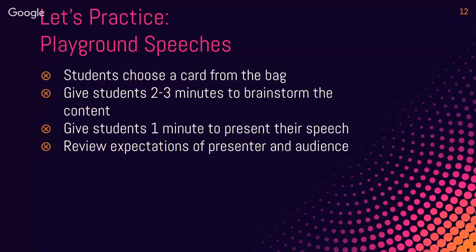So, playground speeches, let's practice. Students choose a card from the bag. You would give students 2 to 3 minutes to brainstorm the content. And that would also take you modeling, walking around, monitoring, and making sure of what they are brainstorming, kind of keeping them on track. Again, at the onset, you would be doing this in front. So it's model, model, model, and then let's start to release. And then students get a minute to present their speech. Of course, reviewing expectations of the presenter and the audience.